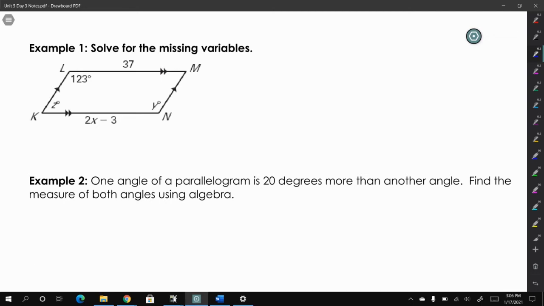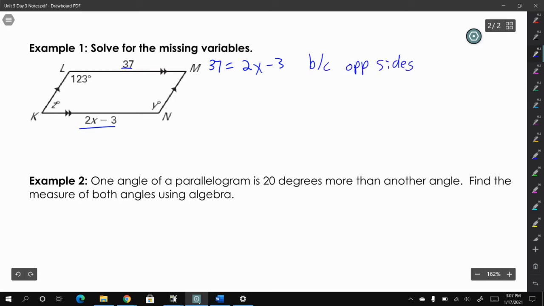So it says solve for the missing variables. I'm going to solve for x first. Those two sides are opposite, so that means those two sides must be congruent. So 37 is equal to 2x minus 3. And what I found helpful, just for the first little bit, is to give yourself a note on the side. Why are you writing this? Why am I setting these two things equal to each other? And that's because the opposite sides are congruent. So then we can solve this.